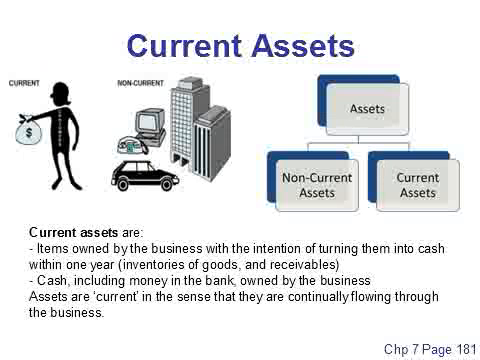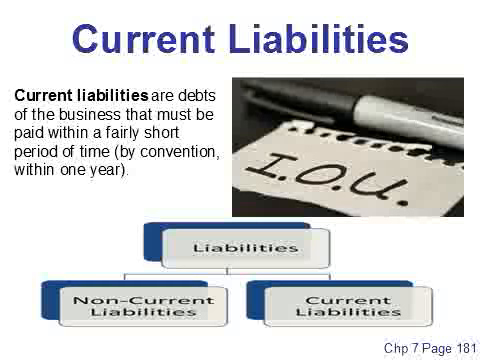Current assets. Current assets are items owned by the business with the intention of turning them into cash within 1 year: inventories of goods, receivables, and cash, including money in the bank, owned by the business. Assets are current in the sense that they are continually flowing through the business. Current liabilities. Current liabilities are debts of the business that must be paid within a fairly short period of time, by convention, within 1 year.